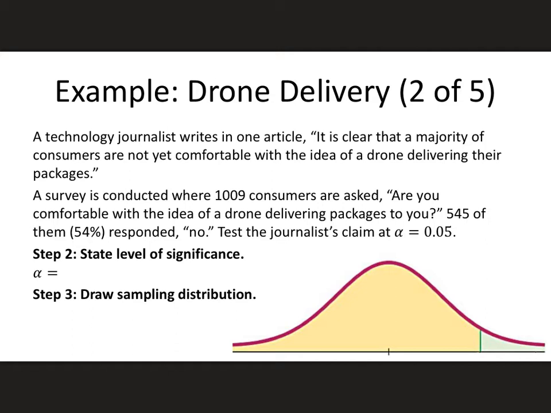The next thing we need to do is state our level of significance. So I always like to write that down. And we know that alpha is 0.05, and then draw your sampling distribution. So you would draw the normal curve, and because our alternative hypothesis is greater than, that makes it a right-tailed test.